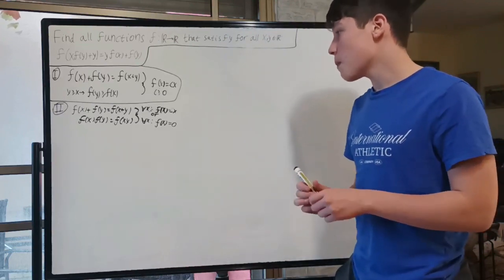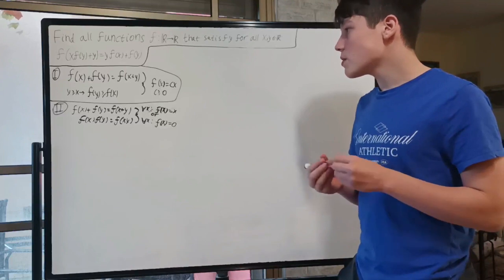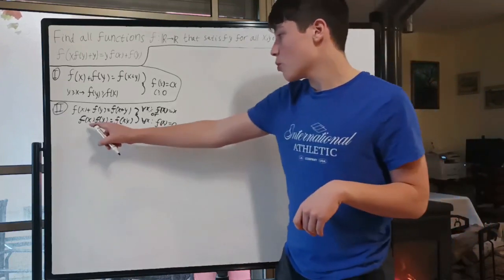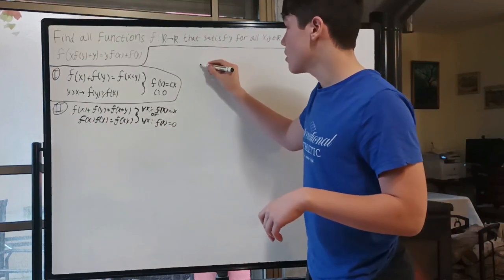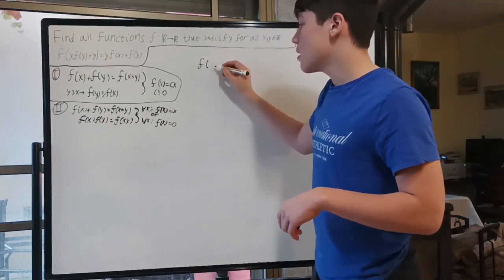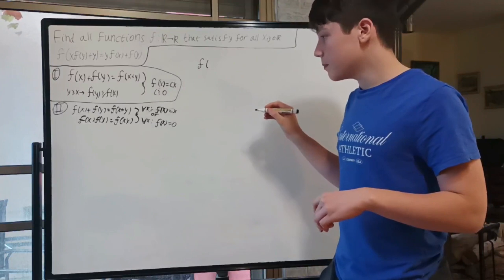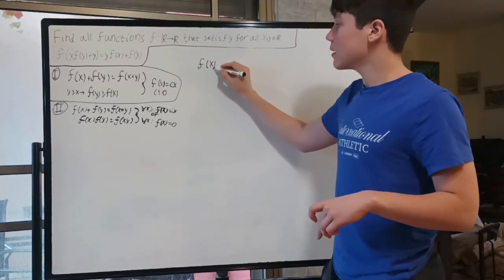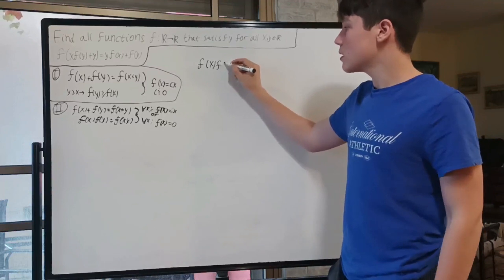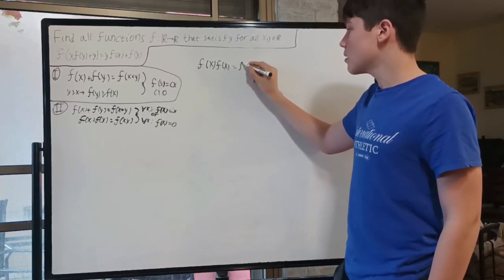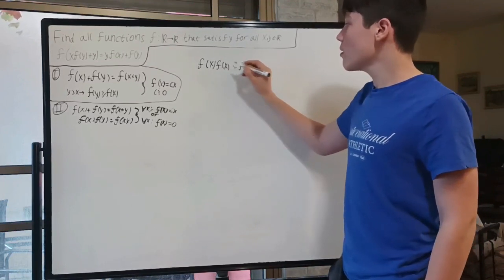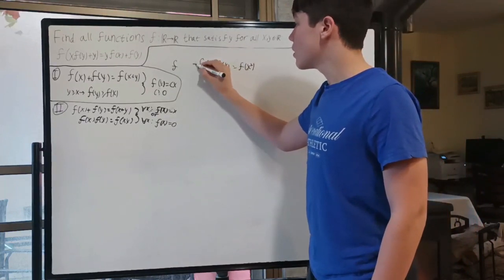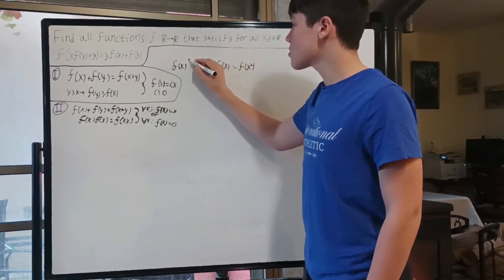So let's prove this. First of all, let's explore this extra condition. Let's plug in x and let's plug in y is equal to x. So we get from this f of x times f of x is equal to f of x squared, which is equal to f of x all squared.